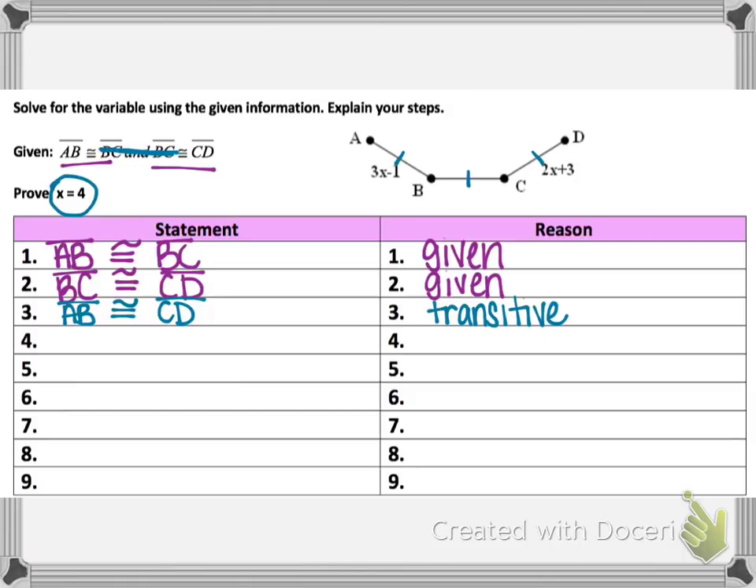Now, over here, if you see x is equal to 4, right? So what we want to be able to do is turn this into an equation instead of just having things be congruent. So if I know that AB is congruent to CD, then I know AB is equal to CD. And remember, whenever I go from congruent to equal or from equal to congruent, how do I know that two things that are congruent are equal? Definition of congruence.